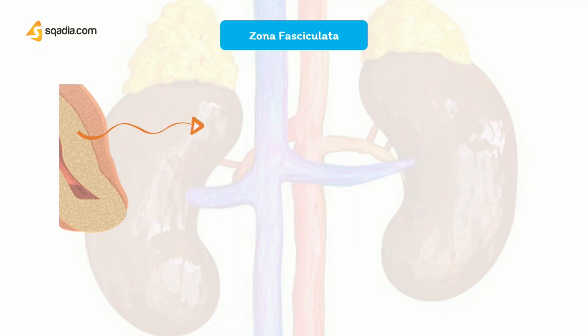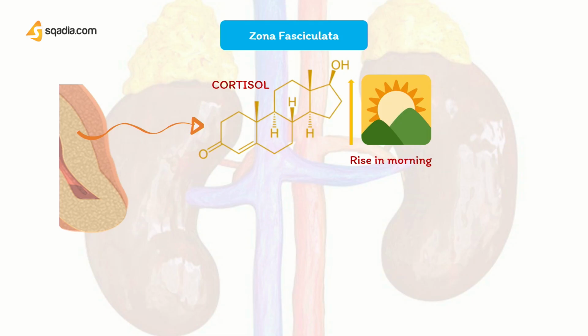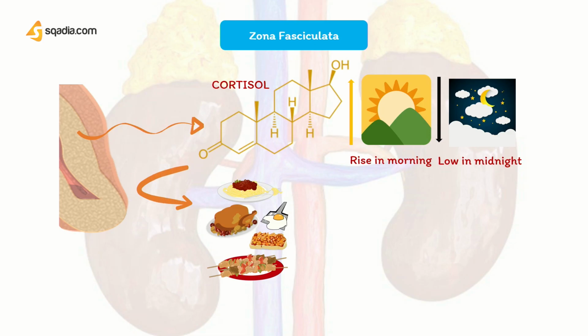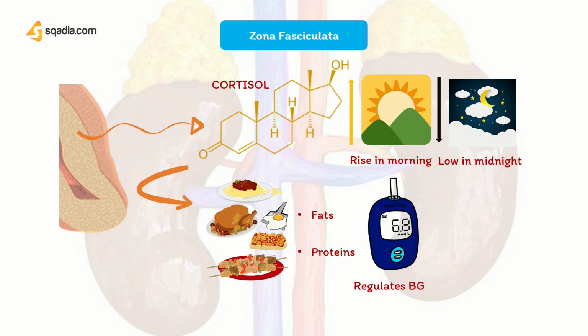Moving on, we have the zona fasciculata that lies between the zona glomerulosa and zona reticularis. It secretes the glucocorticoids such as the cortisol. Cortisol levels peak in the morning and reach its lowest levels at midnight. It helps break down the fats and proteins and regulates the blood glucose levels. It also has a role in suppressing the immune system and can also increase whenever the stress levels are high in an individual.